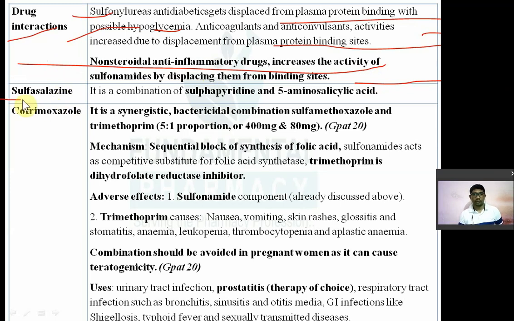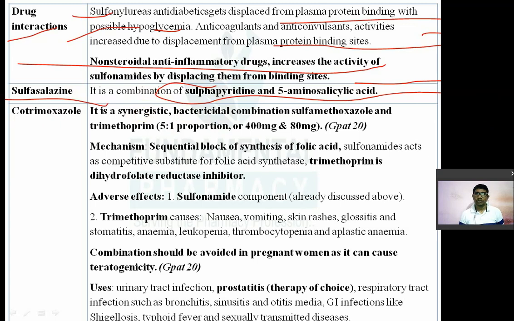Individual drug, sulfasalazine. Sulfasalazine is composed of two molecules, sulfapyridine and 5-amino salicylic acid. So sulfasalazine is a prodrug, made from two different moieties. It has two structures, sulfapyridine and 5-amino salicylic acid. It is broken down by an enzyme known as azoreductase of intestinal bacteria.